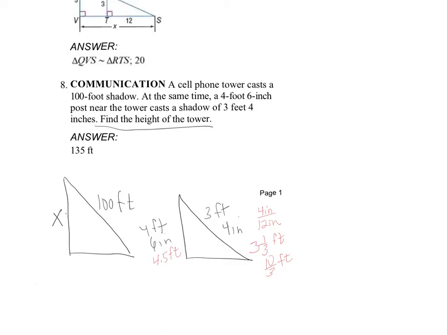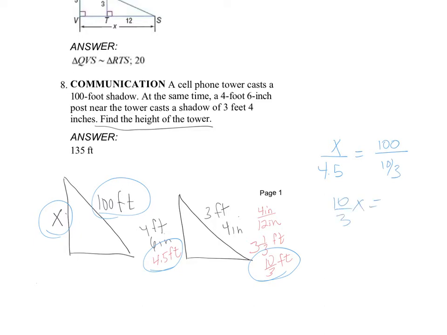And so when I go to set up my proportion now, I'm going to say that the x here and the 4.5 is going to be equal to 100 and then 10/3. So then when I cross multiply here, I'm going to have 10/3 x equals 450.